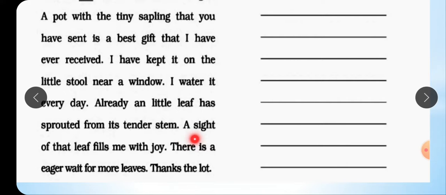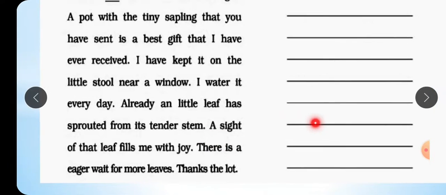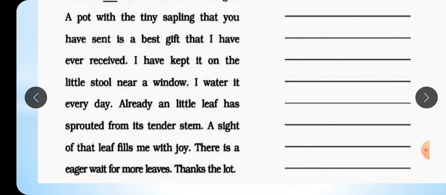Is wrong. Write on here the... The sight of that leaf fills me with joy. There is an eager... Okay, there is an... "An" is wrong. So underline the word and write down "an". There is an eager wait for more leaves.